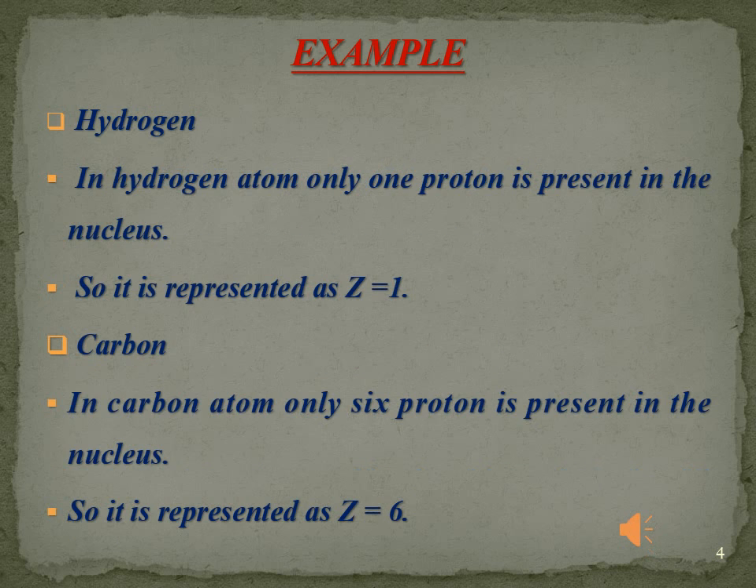So now students, let us understand the concept of atomic number with an example. The first example is of hydrogen, as you can see on the screen. For hydrogen, we can say that only one proton is present in the nucleus, so we can represent Z equals 1. Similarly, the second example is carbon. In carbon, 6 protons are present in the nucleus, so I can represent carbon as Z equals 6.